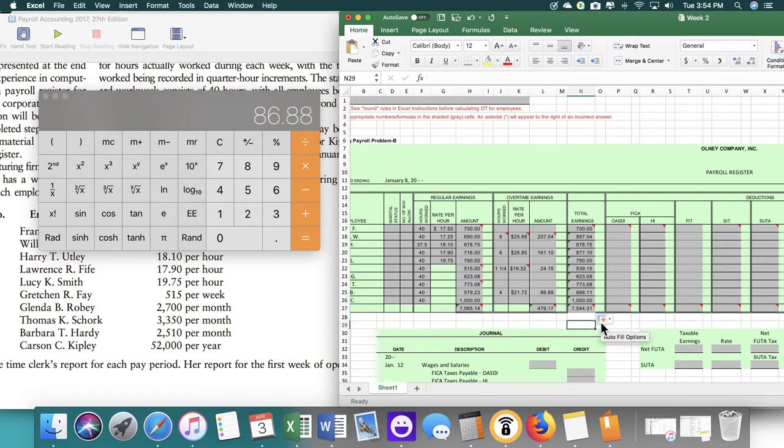You would save this and then send this to me, and that is the first part of the continuing payroll project. If you have any questions on it, let me know.